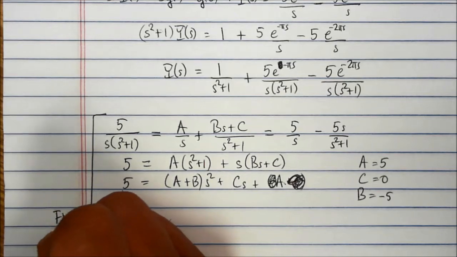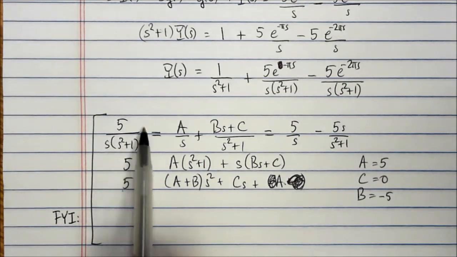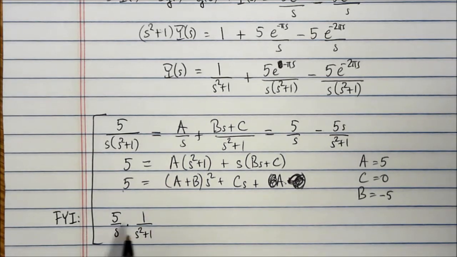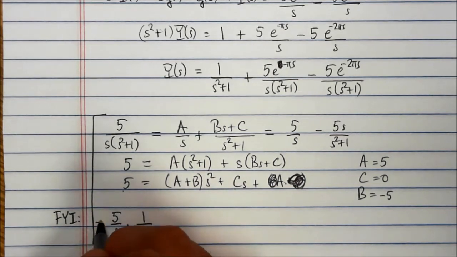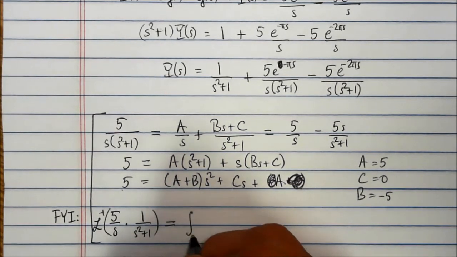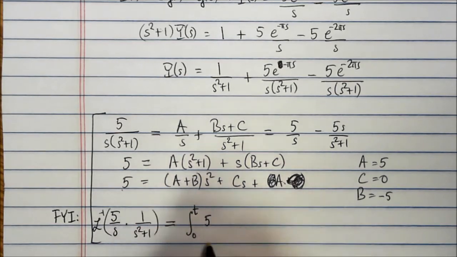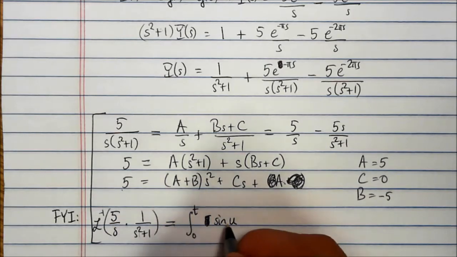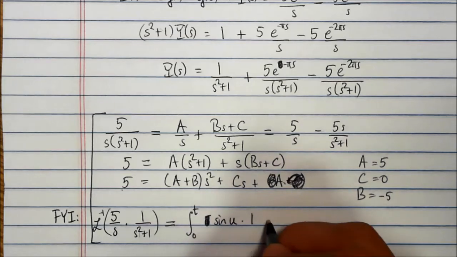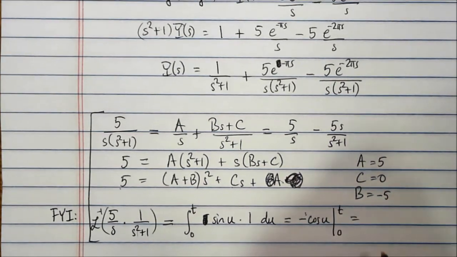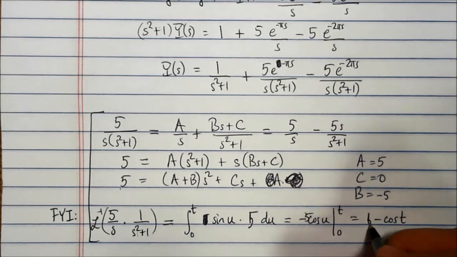Just FYI, this you didn't have to do in this problem, but I just want to point out we could also consider this function as 5 over s times 1 over s squared plus 1. It's the product of two Laplace transforms. And so the inverse Laplace transform of this can be considered as the integral from 0 to t of the inverse transform of this one, which is sine of u, and the inverse transform of this is 1, and I evaluate the function 1 at the point t minus u, du. And so this works out to be negative cosine of u evaluated from t to 0. And then plugging in the endpoints, I get 1 minus cosine of t. I'm sorry, I forgot the 5. There's a 5, not 1, so 5 minus 5 cosine t.